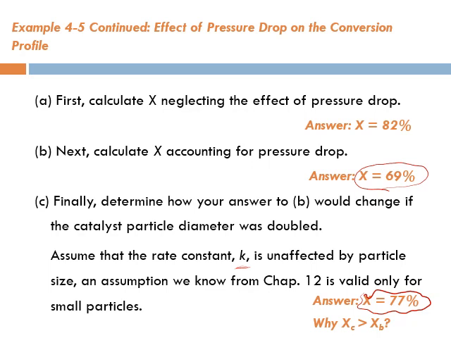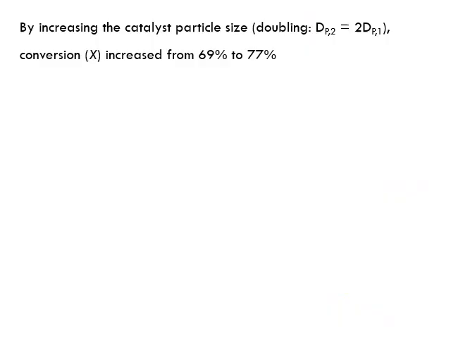An assumption we know from chapter 12 is valid only for small particles, which means that if your particle was very small and you doubled its size, the value of k will not change. But if the particle size was of moderate size and you doubled it, the rate constant will change as well. Let's understand this statement.